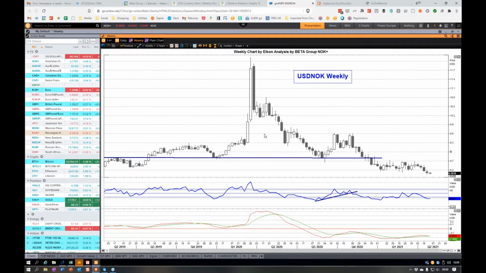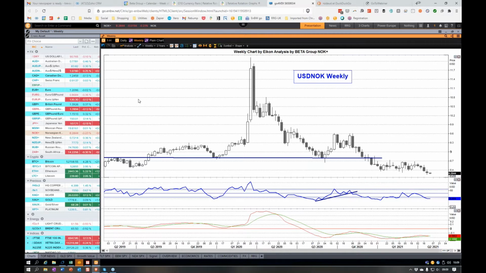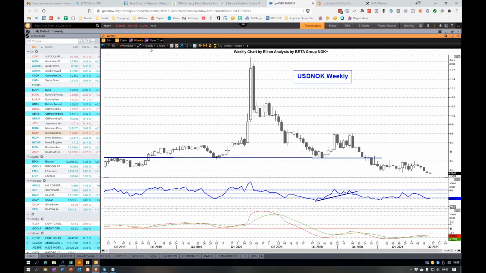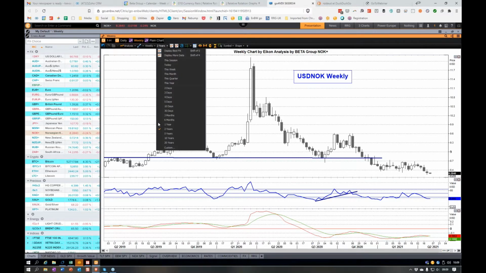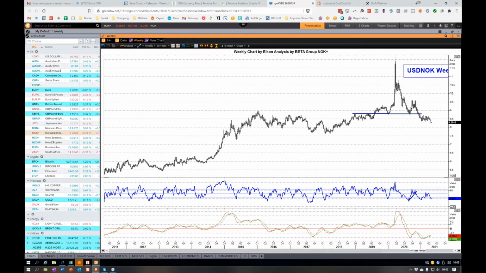We had the Swedish krona, but I like the Norwegian crown more because it's also got an upward thrust in it, which is increasing positive momentum is the message. We've got a very big pattern here that I wanted to draw your attention to. I'm going to go back 10 years here to show you what I'm talking about. So here's where we are now, breaking down.